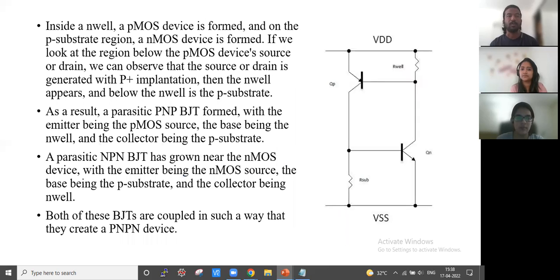Next. So inside an N-well, a PMOS device is formed as explained before. So as a result, the BJTs are formed. So a parasitic NPN BJT has grown near the NMOS device with the emitter being the NMOS source, unlike the PNP device with the PMOS being the emitter. So both of these BJTs are coupled in such a way that they create a PNPN device, which could lead to the R-well and R-sub formation.